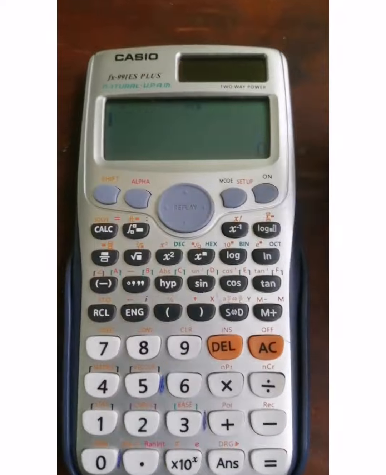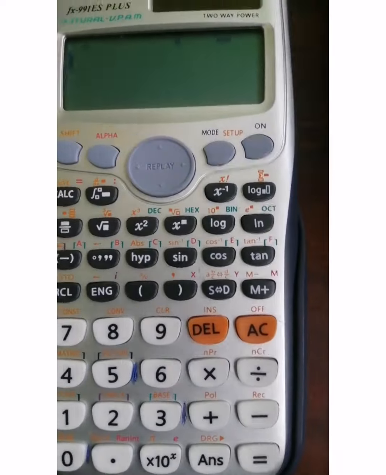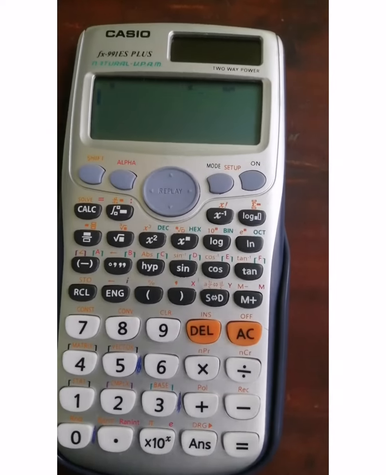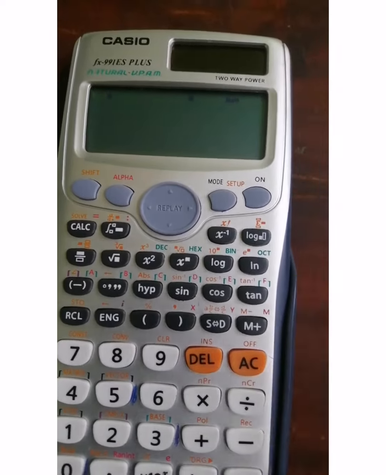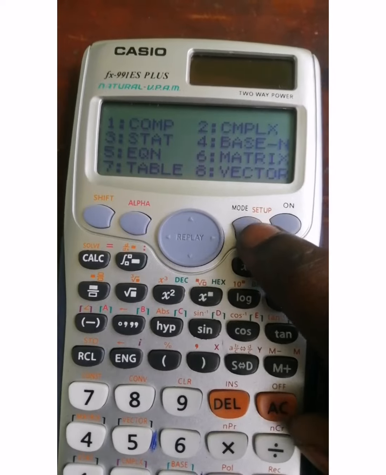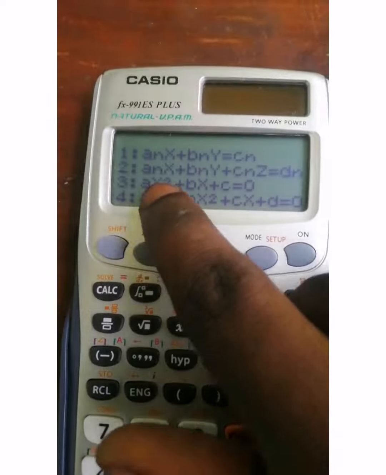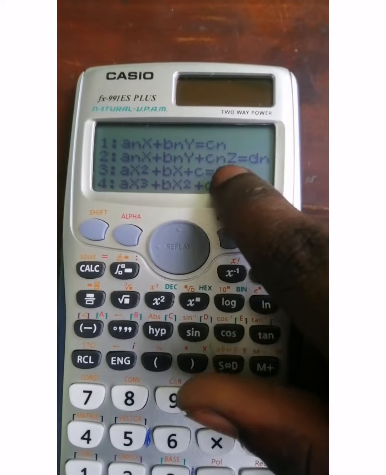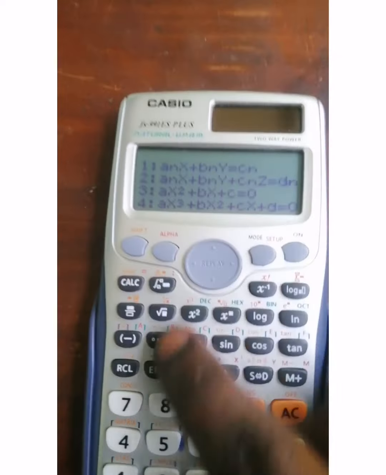Apart from vectors, let me change it to the real mode. Let me teach you something here. You can also do equations, so I'm combining vectors and equations. If I want to solve simultaneous equations, you just go to mode and you see 5, equation. The first one is simultaneous equation, then quadratic, polynomial. For simultaneous equation, you press 1.